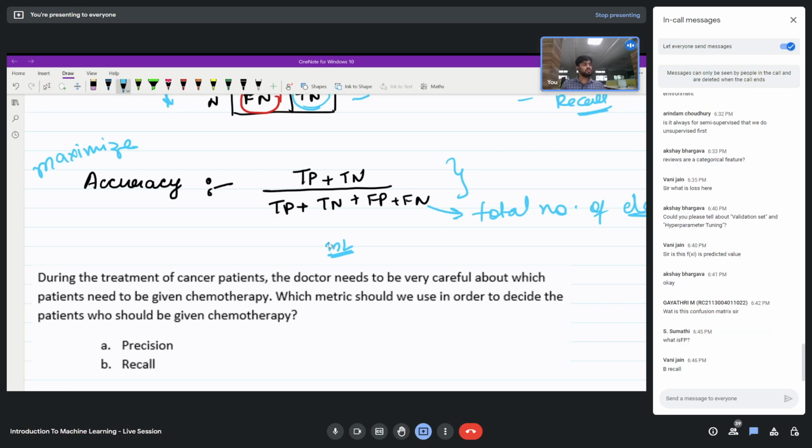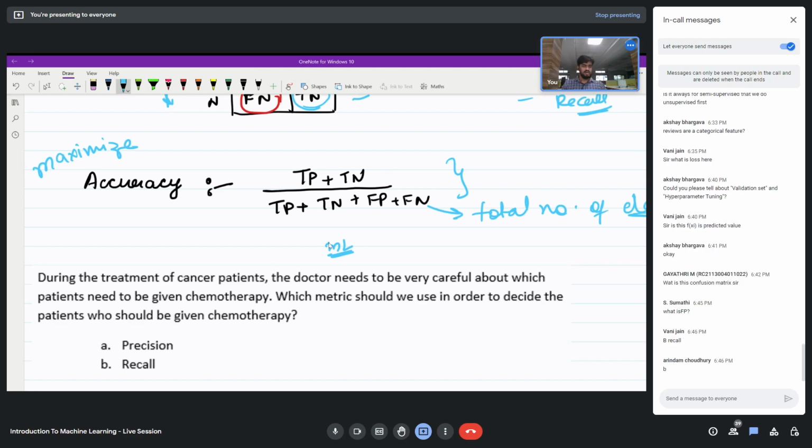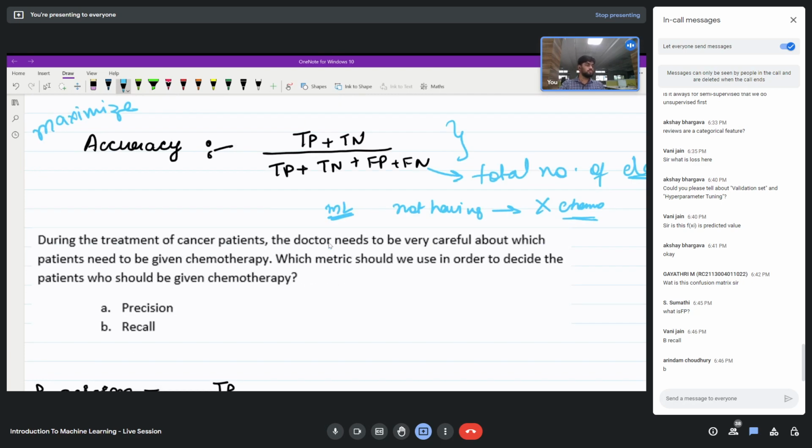Okay, Bani, if you know, that's fine. I'll explain what it is. What you want is that if a person is not actually suffering from cancer, then that person should not be given chemotherapy. That's what you want. So what kind of metric should you use to ensure that a person who is not having cancer should not be given chemotherapy?